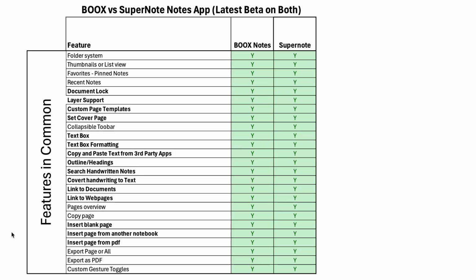You can create hyperlinks to other documents or web pages or pages within documents. They've got a page overview where you can manage the pages within your documents. You can copy pages, insert blank pages, insert pages from another notebook, insert pages from a PDF. You can export pages individually or all. You can export as a PDF. And you have custom gesture toggles.